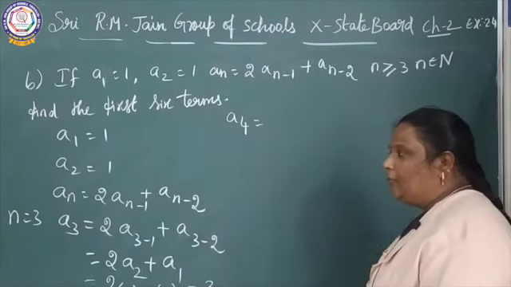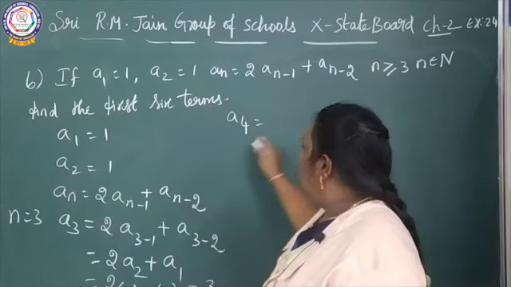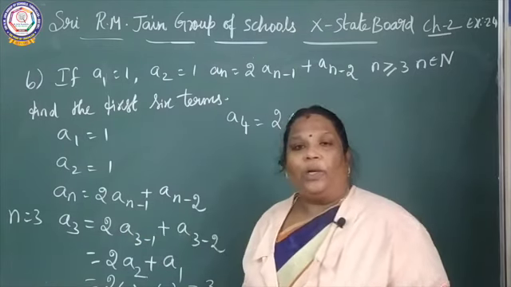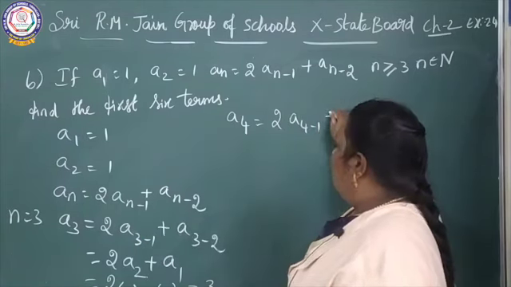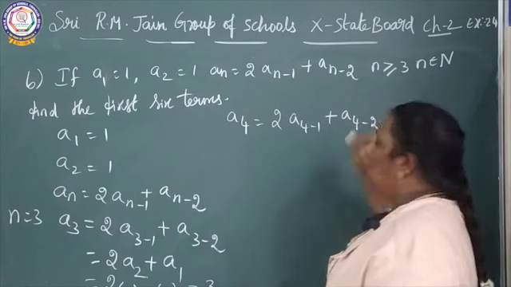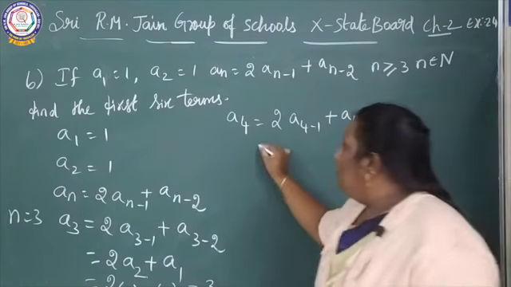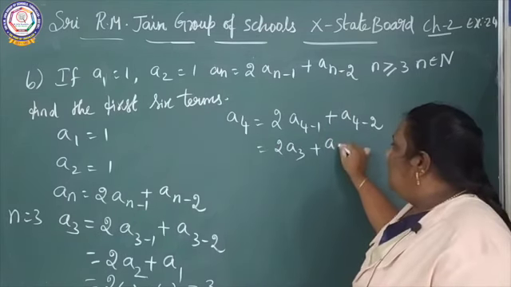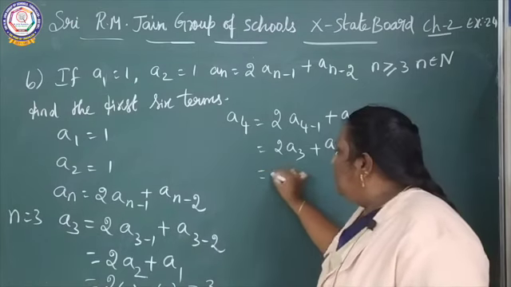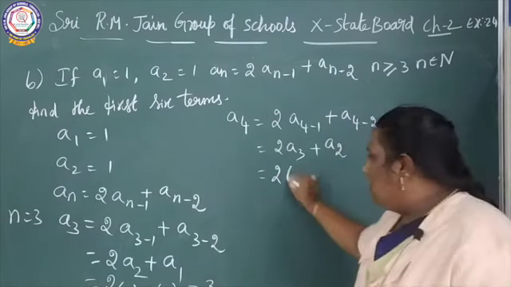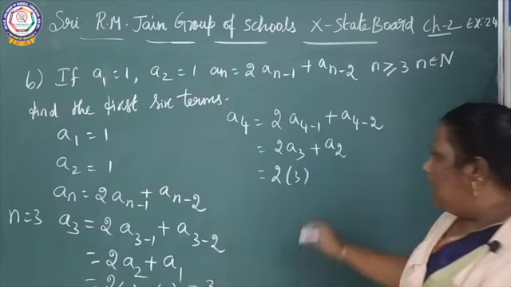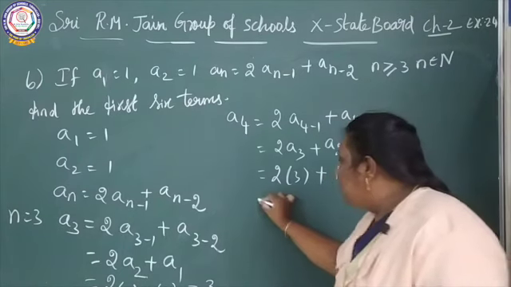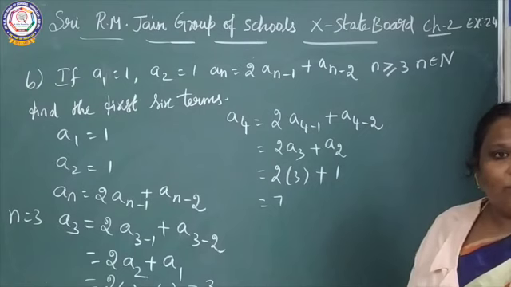The same thing you can substitute here. 2A4 minus 1, in the place of n you replace by 4, 4 minus 1 plus A4 minus 2. It gives 2A3 plus A2. What is the A3 value? 3. A3 value is 3 plus A2. What is the A2 value? 1. So 2 3s are 6. 6 plus 1 is 7.